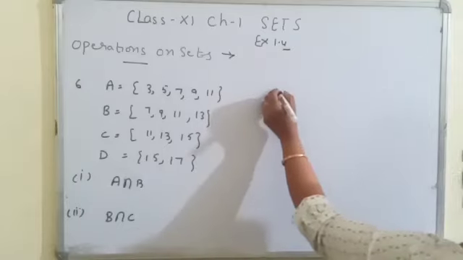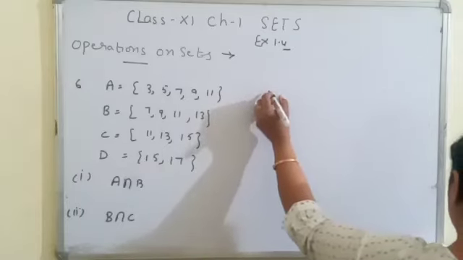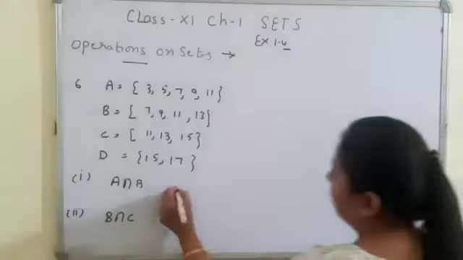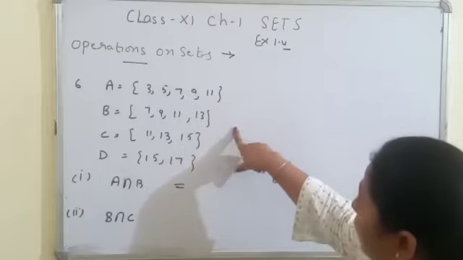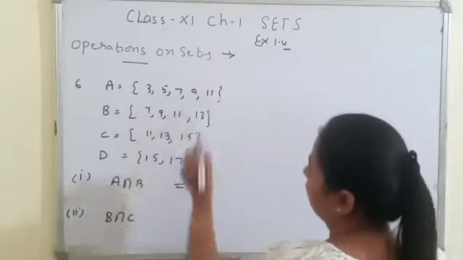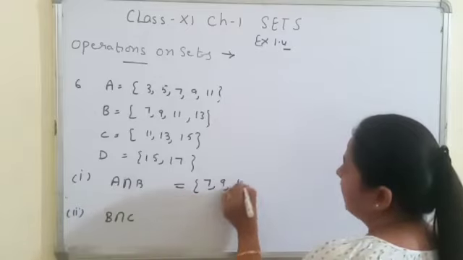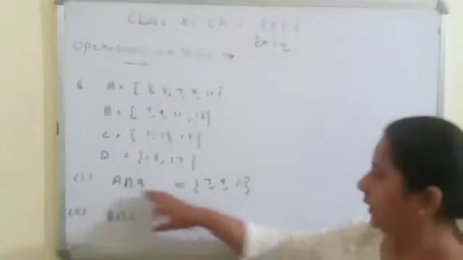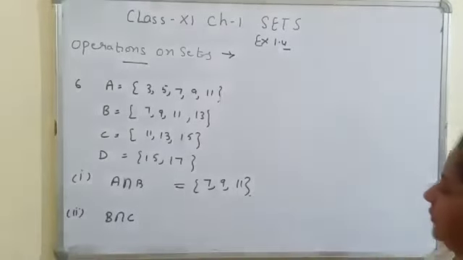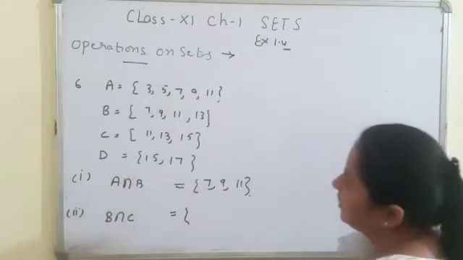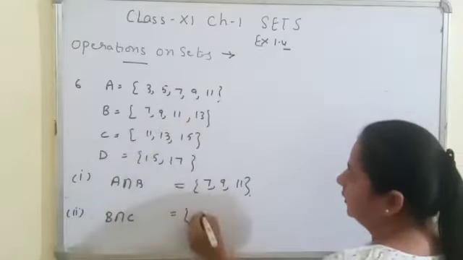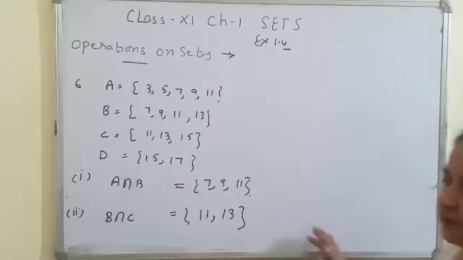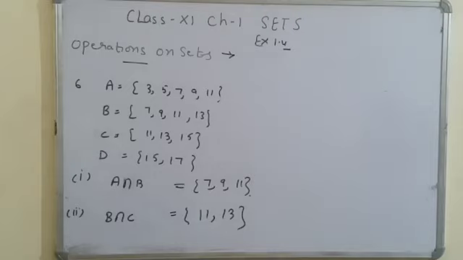Let's solve first A intersection B. Find the common elements that are present in both set A and set B. Yes, 7, 9 and 11. These elements are present in both sets. For B intersection C, which are the common elements? Yes, 11 and 13. So this is the intersection for A intersection B and B intersection C.